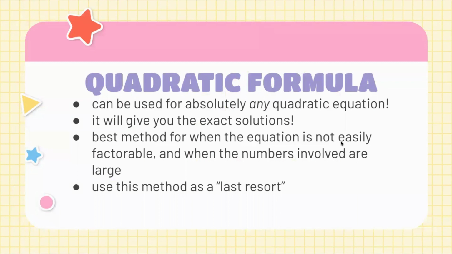Lastly, we have the quadratic formula. The nice thing about the quadratic formula is it can be used for absolutely any quadratic equation, and it will always give you the exact solutions if it involves, let's say, a fraction or a square root. I think that it's the best method for when the equation is not easily factorable or when the numbers involved are large. I often refer to the quadratic formula as the last resort method. So if any of the methods that you're trying don't seem to be working, I would go ahead and use the quadratic formula.